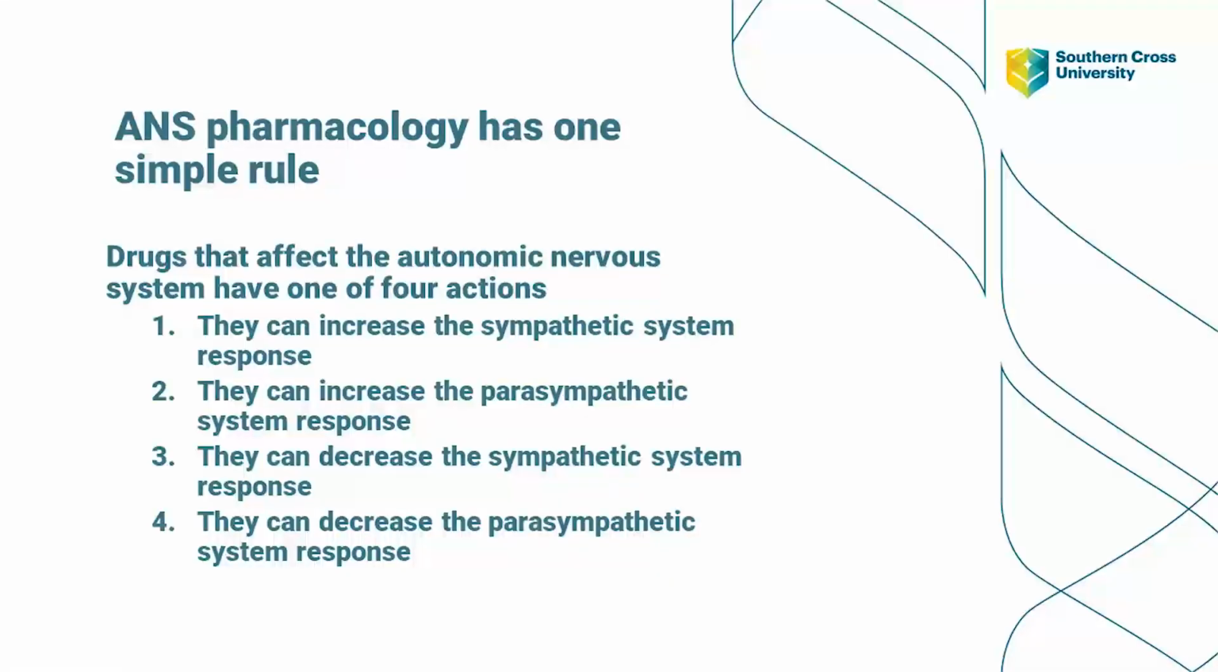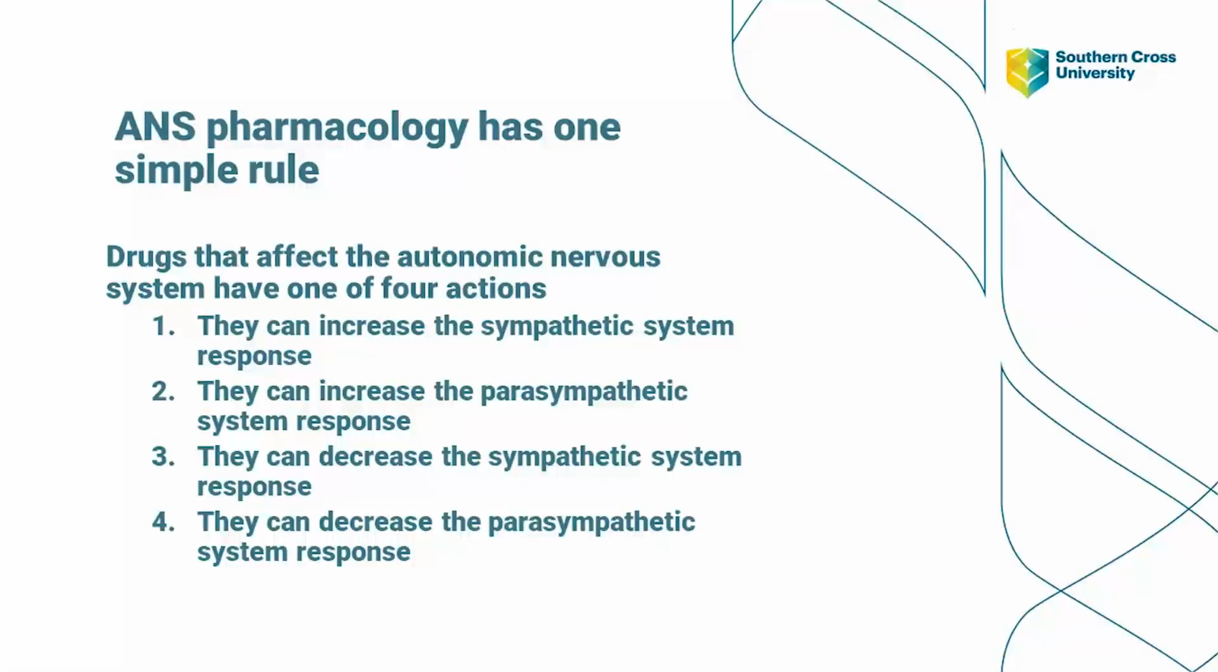At this time, we're going to start playing with that 4-part rule, but when you stop the podcast, if you can keep thinking about it, that's going to really help reinforce your understanding of the autonomic nervous system pharmacology. Our rule is on this slide. Drugs that affect the autonomic nervous system are going to have one of 4 actions. They can increase the sympathetic nervous system, increase the parasympathetic nervous system, decrease the sympathetic nervous system, and decrease the parasympathetic nervous system. So let's take each one of those scenarios.